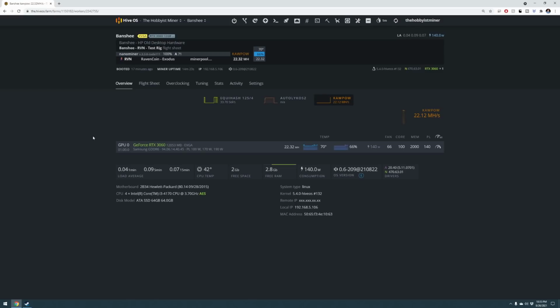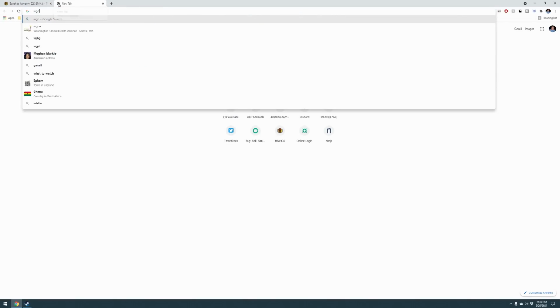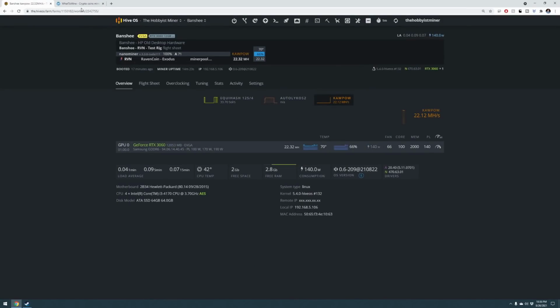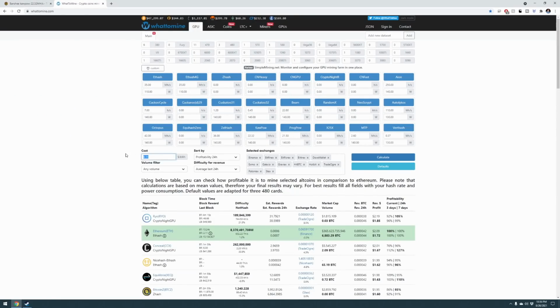So traditionally, as a newer miner, and I'm guilty of this 1000%, you'd come over to the what to mine page and go, okay, I have a 3060, so I'm going to put my hash rate in here. I'm going to say 22.32. And HIVEOS says I'm making, look at that, 140 on the dot, okay? And over here under cost, I'm keeping it at zero. Well, reality check here. We need to be as accurate as possible.